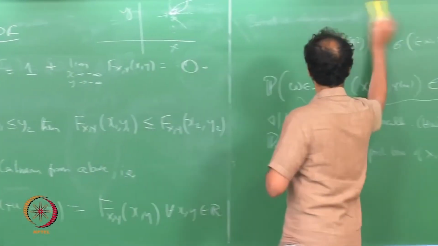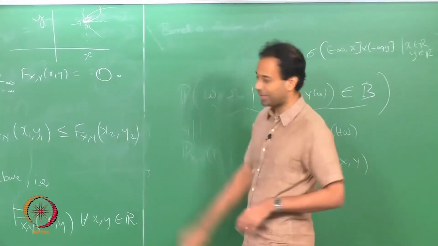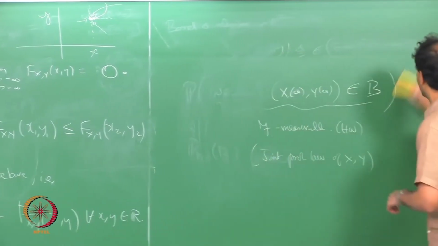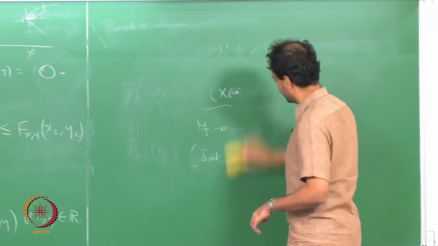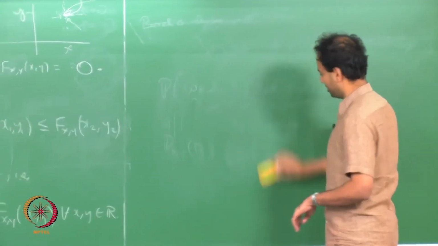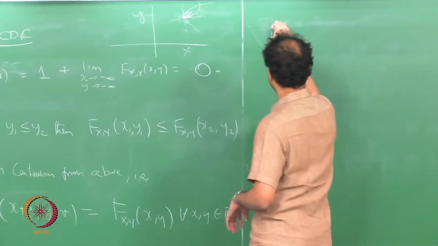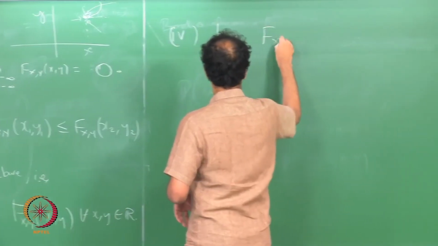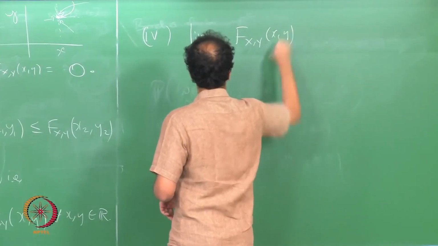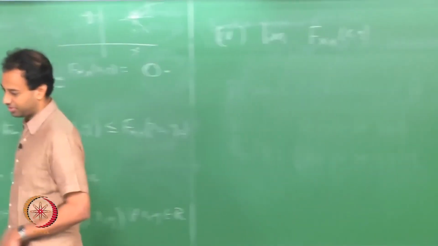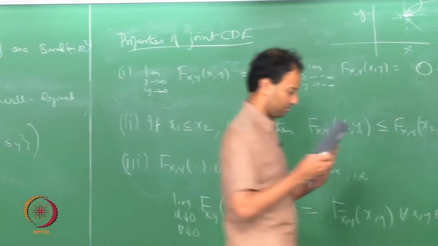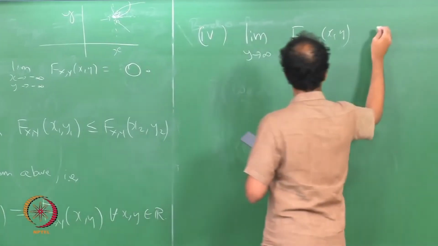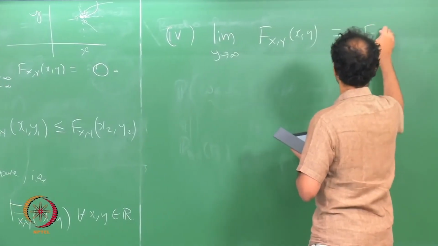Finally, this is all basically a repeat of what we said for one dimension, so I will just put one property which has no corresponding equivalent in one dimension, because it talks about the marginal limit. If you have F_XY of x, y, and you send y to infinity, you should get the marginal of x.